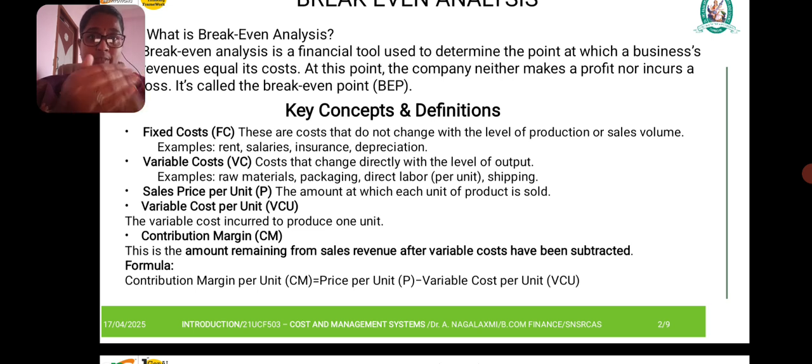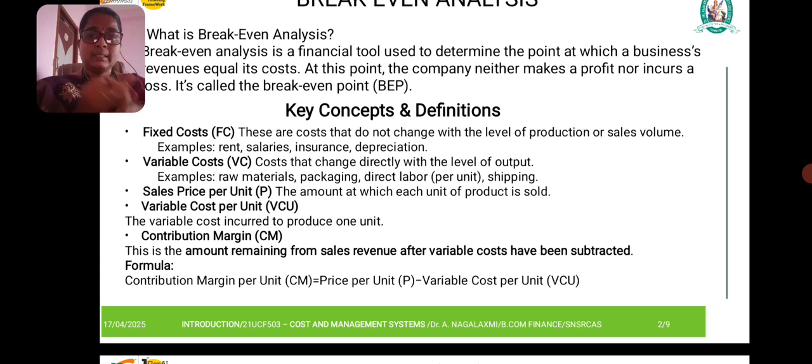Variable cost, it's vice versa. These are costs that change directly with the level of output. That is raw material cost, packing cost, direct labor, shipping. However many units you are going to produce, that much raw material we have to purchase. If it is 100 units, we need 100 units of raw materials. If you are going to produce 1000 units, we need 1000 units of raw materials. So, the cost will directly change with the level of output.